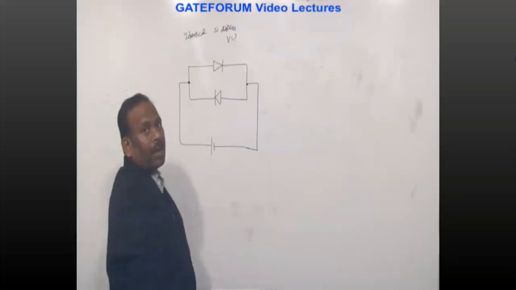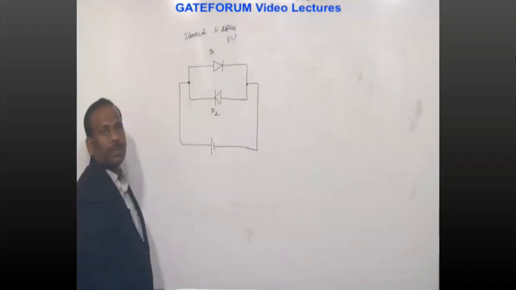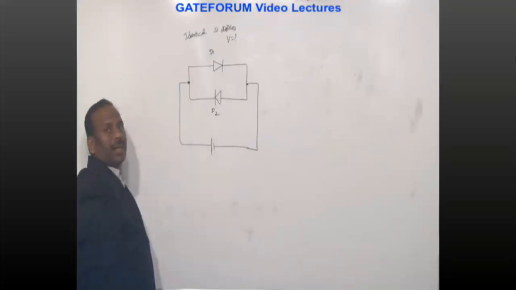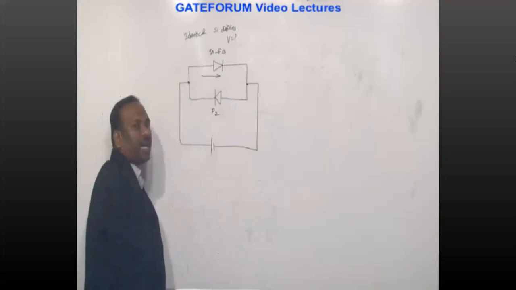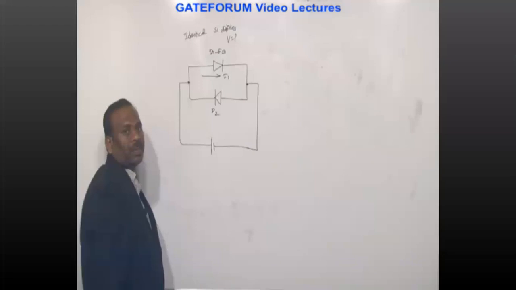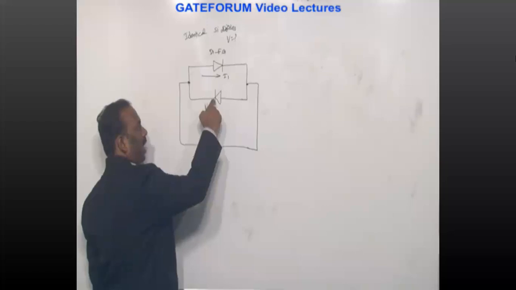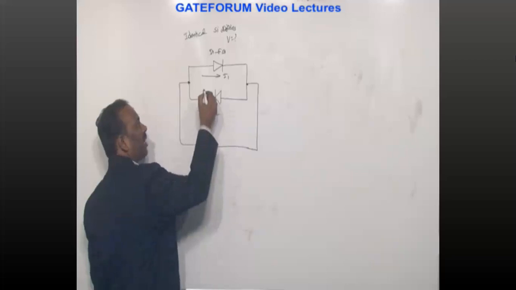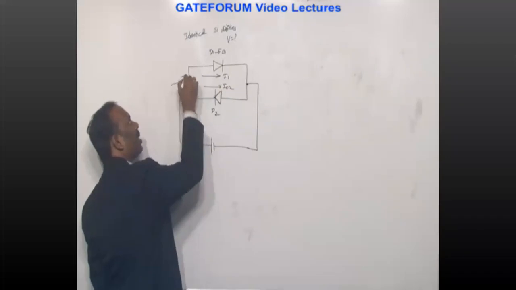Clear? Now, in this case, assume this diode D1, assume this diode D2. It's at higher potential. Therefore, the diode D1 is forward bias. The diode D1 being forward bias means current flows in this direction. That is I1. What about diode D2? For diode D2, the cathode is connected to higher potential. Therefore, it is reverse bias. What is the direction of current when reverse bias? This arrow mark indicates current direction when it is forward bias. When it is reverse bias, it is IO2. The main current comes like this.